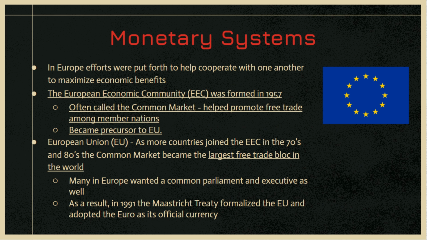Another big example of monetary systems that are going to change is the creation of the European Economic Community, which is formed in 1957. And it's basically the precursor to the European Union that'll come out just like 2 decades later. It's often called the common market, and the whole idea is to promote free trade among member nations.